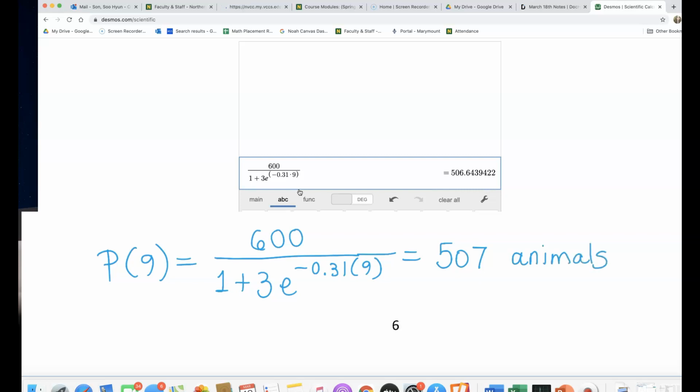in 9 years. I'm wondering, how about if I wait 30 years? How many animals am I going to have? 599.83 animals. How about if I wait 60 years? 599.9999995. What? How about if I wait like 100 years? Then I'm gonna have 600 animals. How about 1,000 years? 600. Guess what? Where did that number 600 come from?